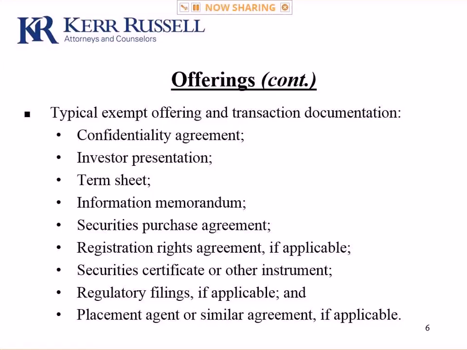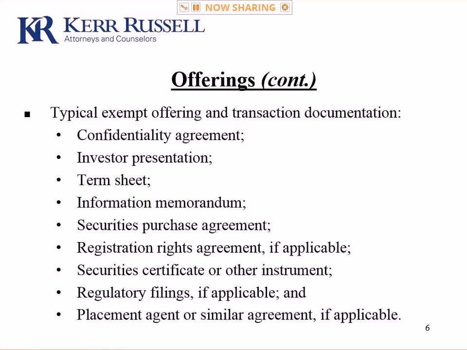A securities purchase agreement is really essentially that. It's an agreement that documents the sale and purchase of the securities, and oftentimes the details will be in there regarding what the security is, what the price is, what the quantity is, and so on and so forth.